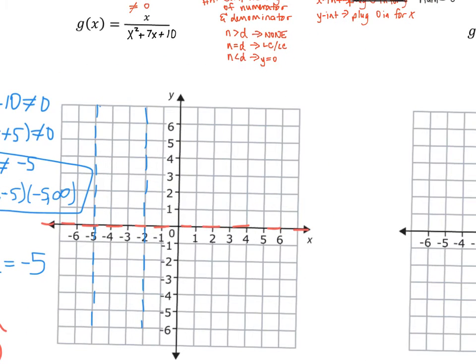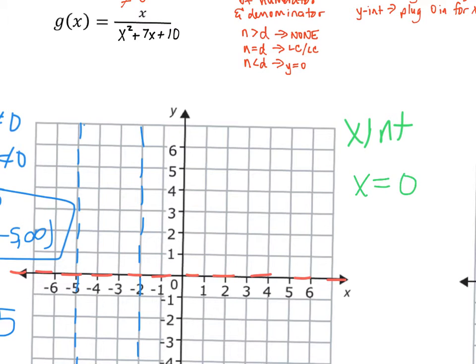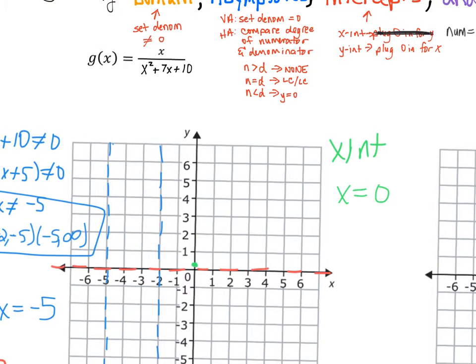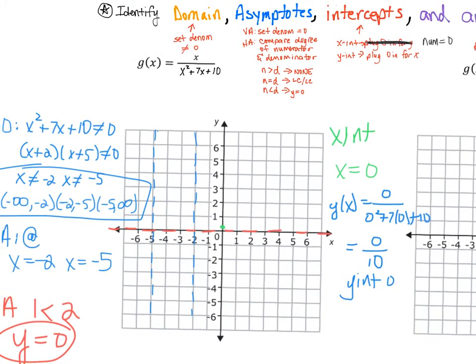Okay, so I'll do that over here. How do you find the x-intercept? Set the numerator equal to 0. Good. So I'm going to look at my numerator and I say x equals 0. What do you know there, guys? It's 0. That's where we're going to go right here. If I asked you for the y-intercept, how do you find the y-intercept? Plug in 0 for x. So I have g of x equals 0 over 0 squared plus 7 times 0 plus 10. So if I simplify that, guys, I have 0 over 10, which is what? No, not undefined. 0. So my y-intercept is at 0. Okay, is that crazy hard? No. So once you find all of this stuff, okay, we're good.